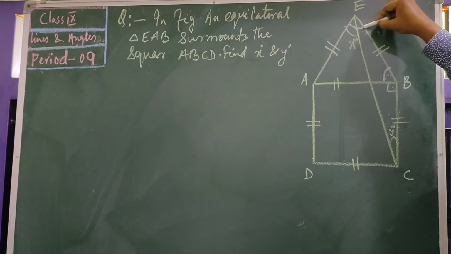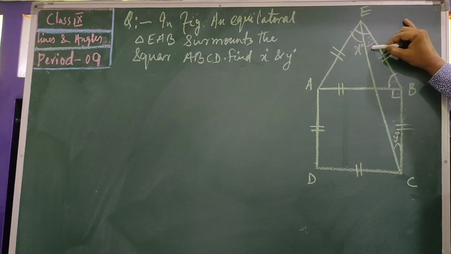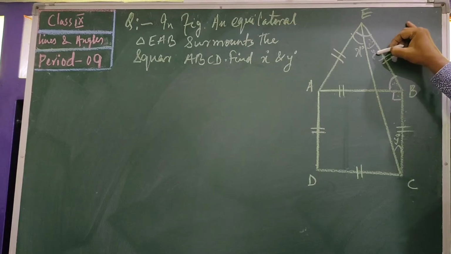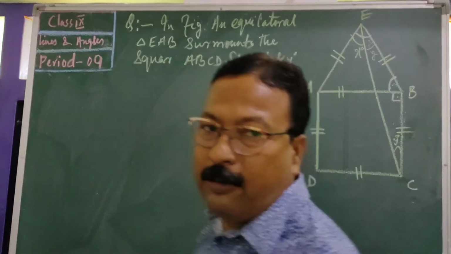Since this one angle E is 60 degree, and out of which this one y is equal to 15 degree, that means x must be equal to 45 degree. Okay.